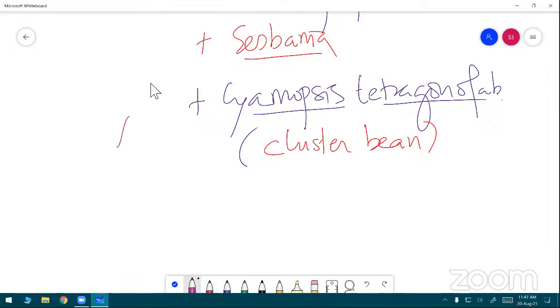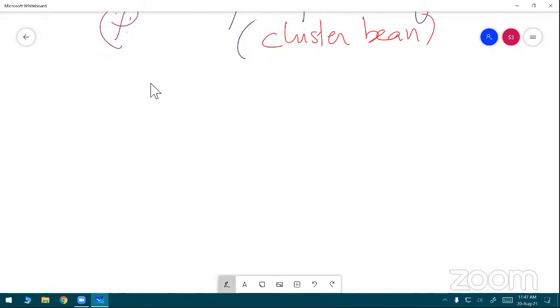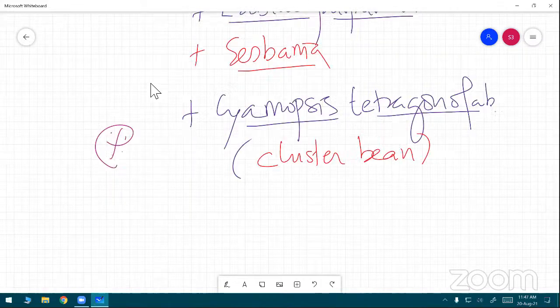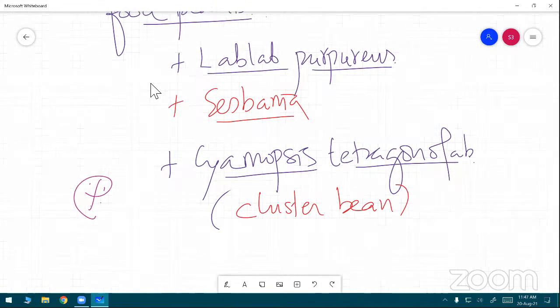So here you can expect a question: which of the following is a binomial of cluster bean? If it is asked, you will write Cyamopsis tetragonoloba, right? Next we pass on to oil plants. So far we have discussed 3 food plants. The one is Lablab purpureus, a binomial of bean. The second one is Sesbania grandiflora. And the third one is Cyamopsis tetragonoloba, a binomial of cluster bean.